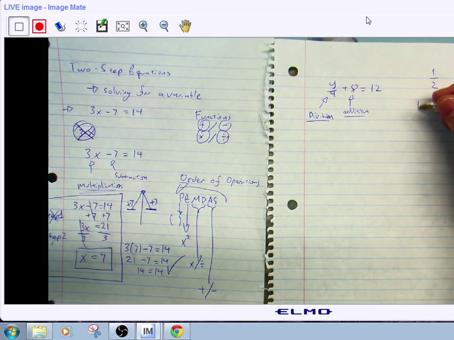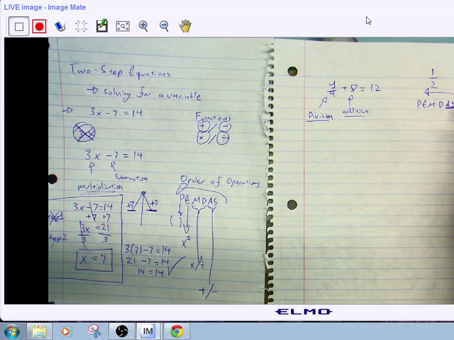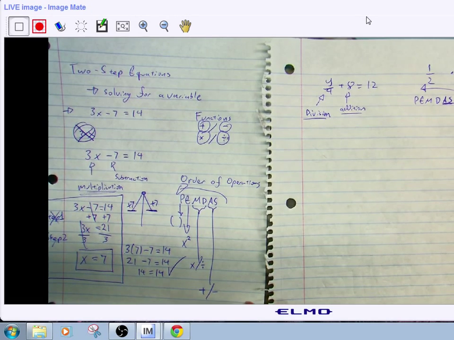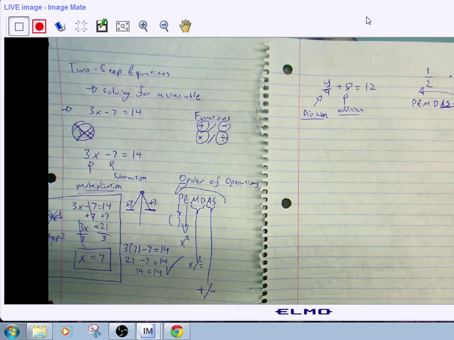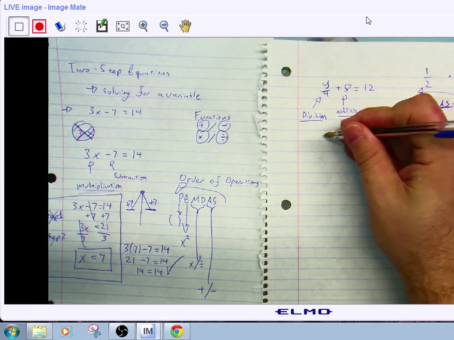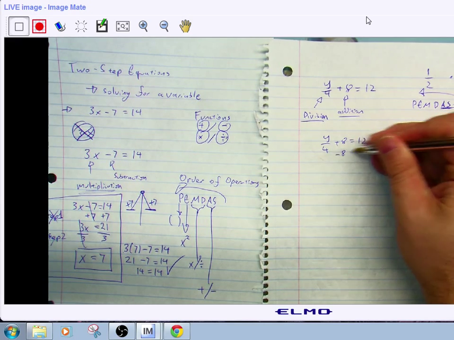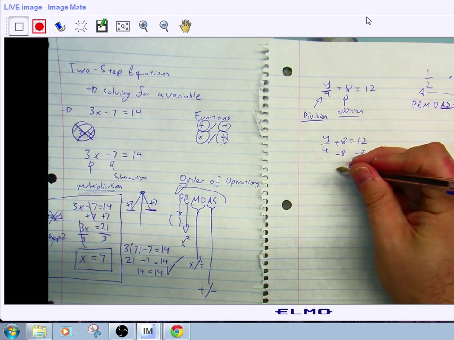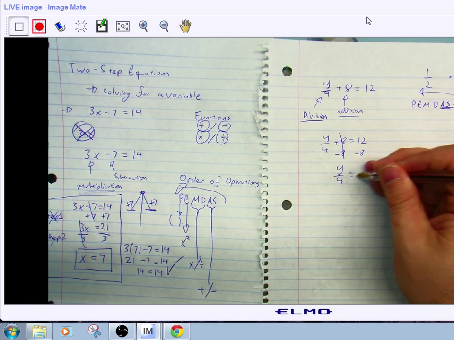Remember, we're going backwards. PEMDAS. And we're going to go backwards through it. So what am I going to do first? Let's get rid of the addition. And to get rid of the addition, how do I do that? You subtract. Beautiful. All right, so I got y divided by 4 plus 8 equals 12. I'm going to subtract 8, subtract 8. That gives me, this cancels out, becomes 0. Y divided by 4 equals 4.